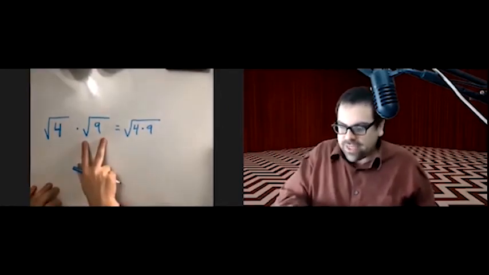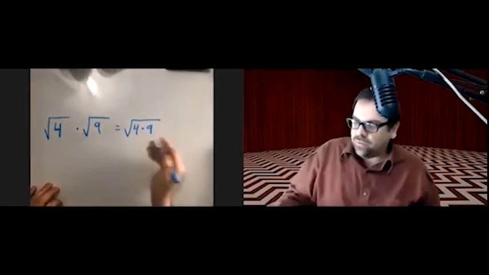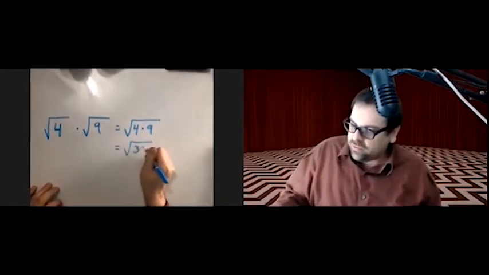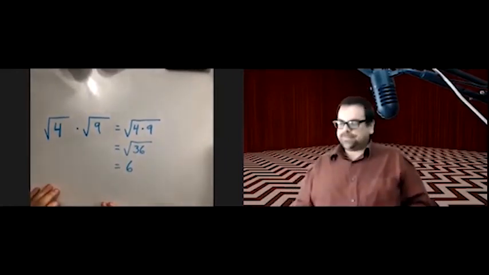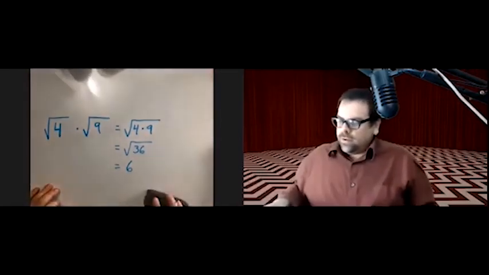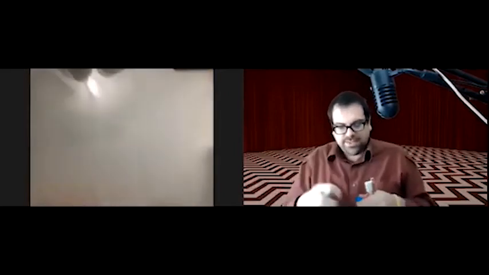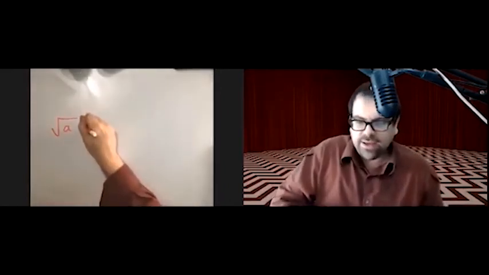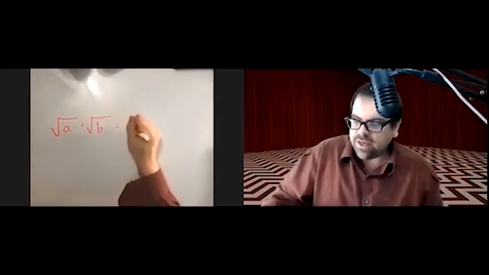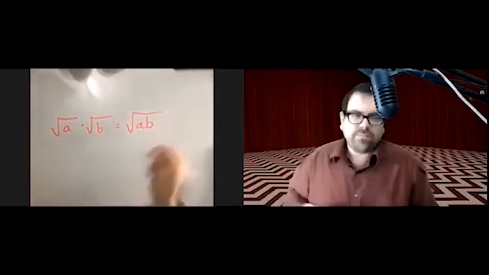So the square root of 4 times the square root of 9 would be the square root of 4 times 9, which would be the square root of 36, which would be 6. So in general, this is why I said this is easier to see with an example first. The square root of A times the square root of B is the square root of A times B.